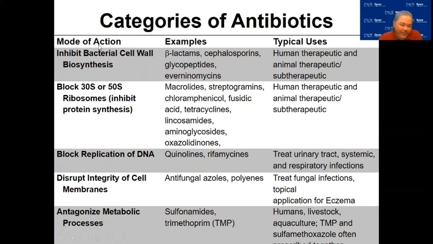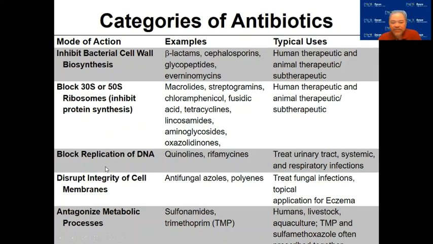And then we also have a group of antibiotics that block the 30S or 50S ribosomes. In a way, they inhibit protein synthesis. Among these are macrolides, streptogramins, chloramphenicol, fusidic acid, tetracyclines, which I have used in my study, lincosamides, aminoglycosides, and oxazolidinones. These are also used for human therapeutic and animal therapeutic uses.